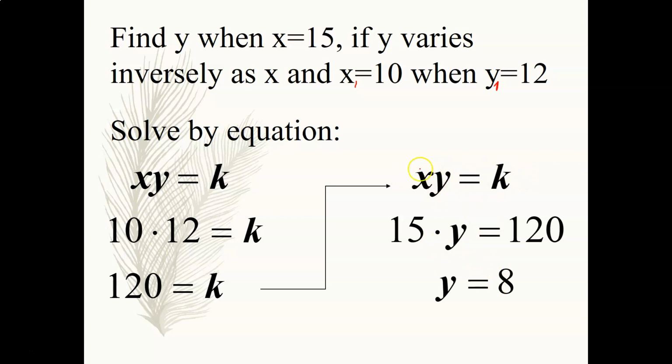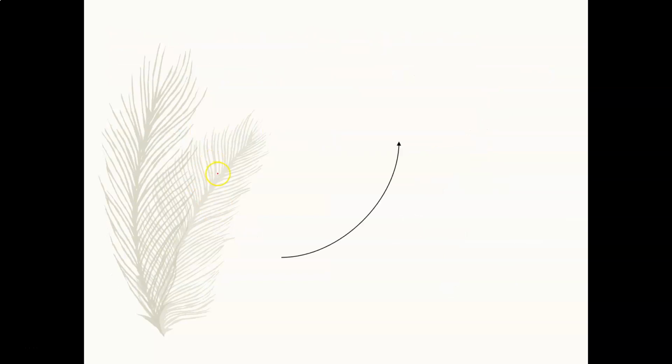Guys, don't be confused about xy equals k, or using y equals k over x, because we only multiply xy so that we can find k in this process. Okay.